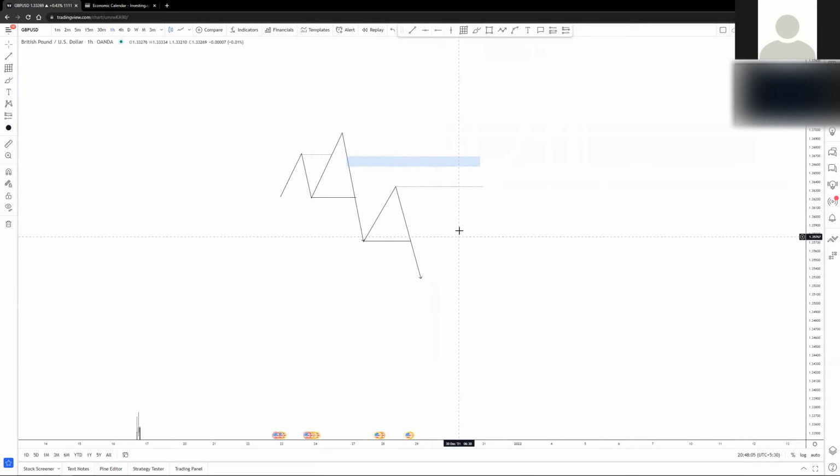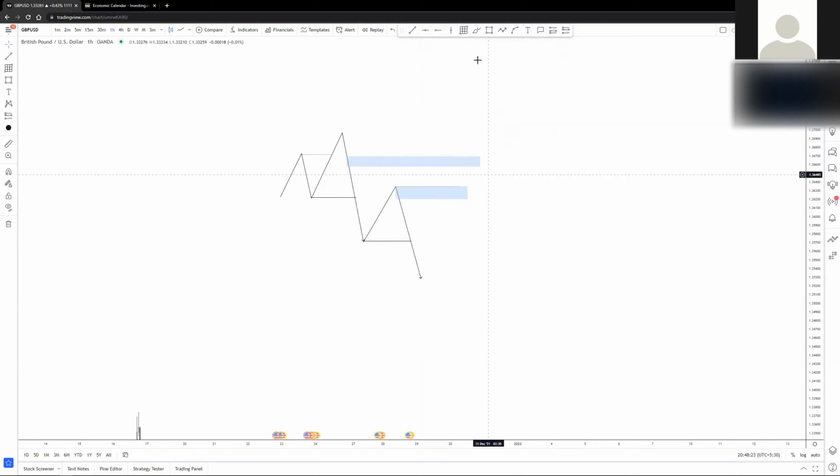Why is this an inducement? People are induced into believing that this right here is a breakout structure point. People are induced into believing that this is a breakout structure point. Once we get into trading ranges, you'll understand why this is not a breakout structure. This is not a breakout structure point. So let's say we had a point of interest here.